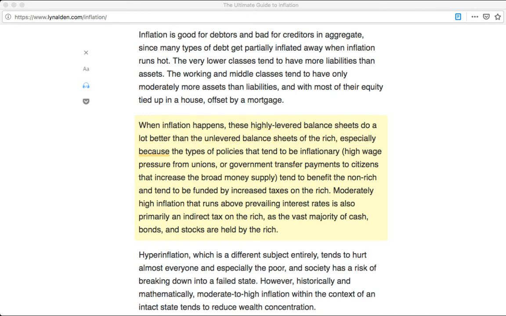especially because the types of policies that tend to be inflationary, high wage pressure from unions, or government transfer payments to citizens that increase the broad money supply, tend to benefit the non-rich and tend to be funded by increased taxes on the rich. Moderately high inflation that runs above prevailing interest rates is also primarily an indirect tax on the rich, as the vast majority of cash, bonds, and stocks are held by the rich.